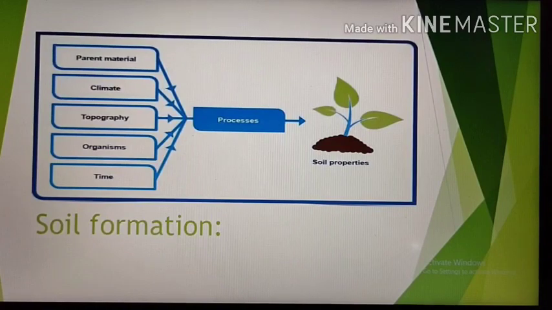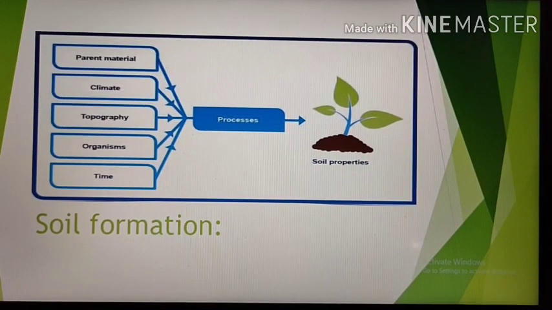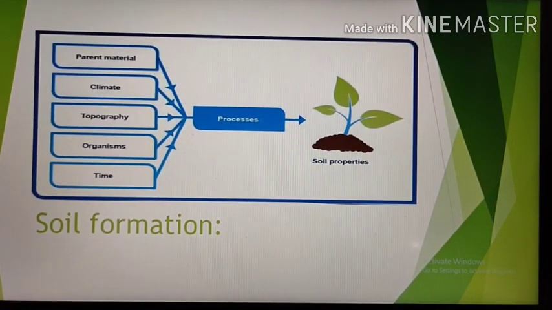Now, talking about the factors of soil formation, the major factors of soil formation are the nature of the parent rock and climatic factors. Other factors are the topography, role of organic material, and time taken for the composition of soil formation. All these differ from place to place.